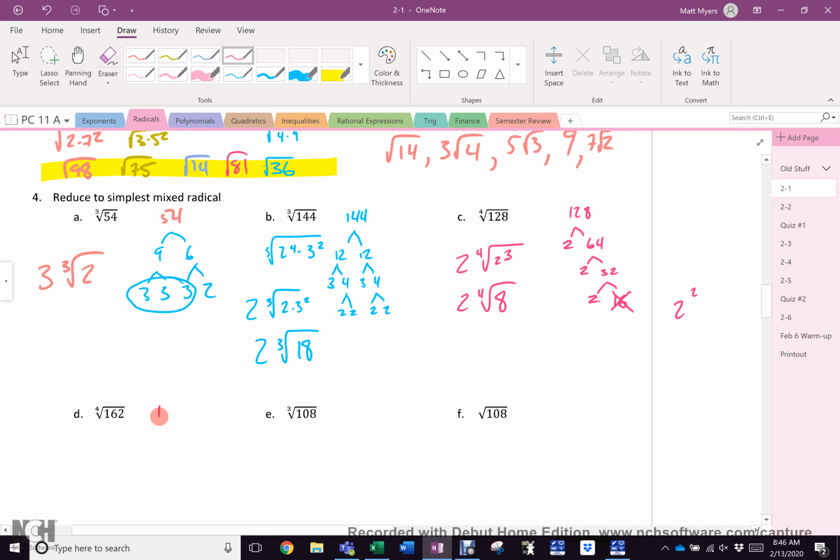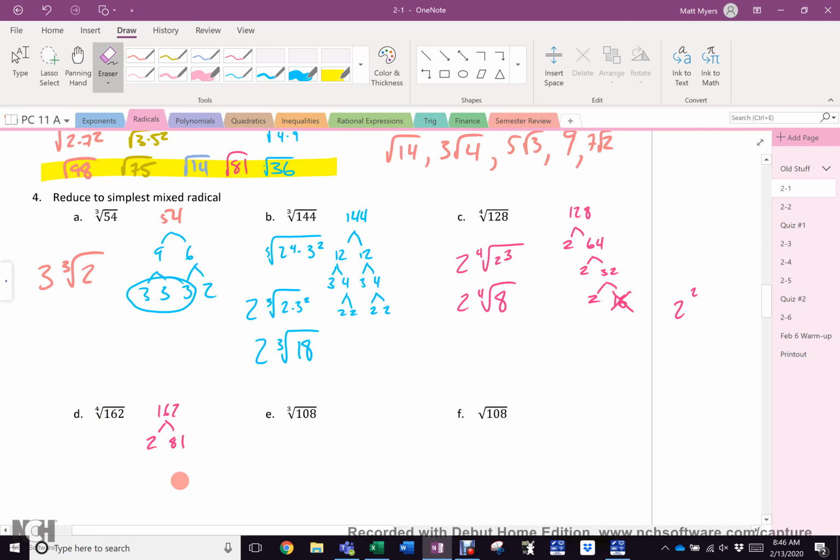162. 2 and 81. I can stop there. Why? You obviously know the answer now. Why can I stop there? 81 has a fourth root, right? Because the square root of 81 is 9 times 9. And then 9 is 3 and 3 and 3 and 3. So there's 4 3s, right? 81 is 3 to the 4th. There's my group of 4.